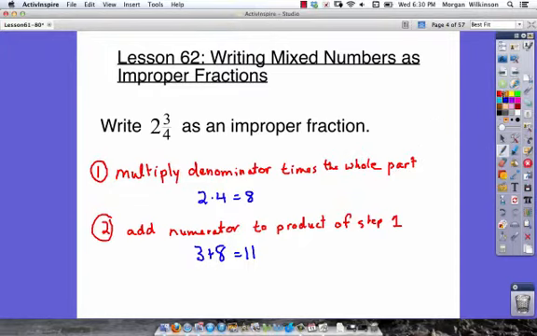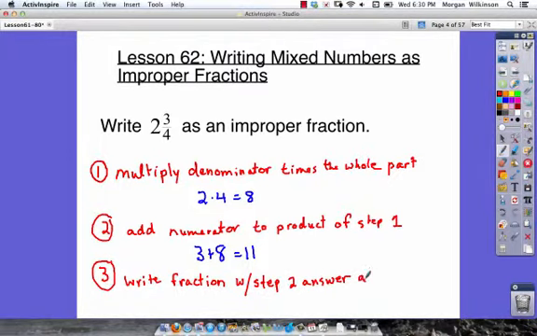Now, step 3 is the easiest of all. Step 3, we're going to write our fraction. And when we write our fraction, step 2's answer is our numerator, and our denominator is what it originally was. Write fraction with step 2 answer as numerator, and use original denominator.